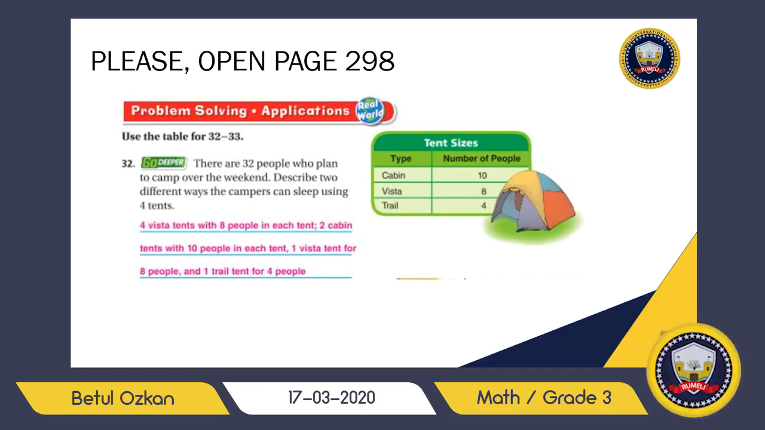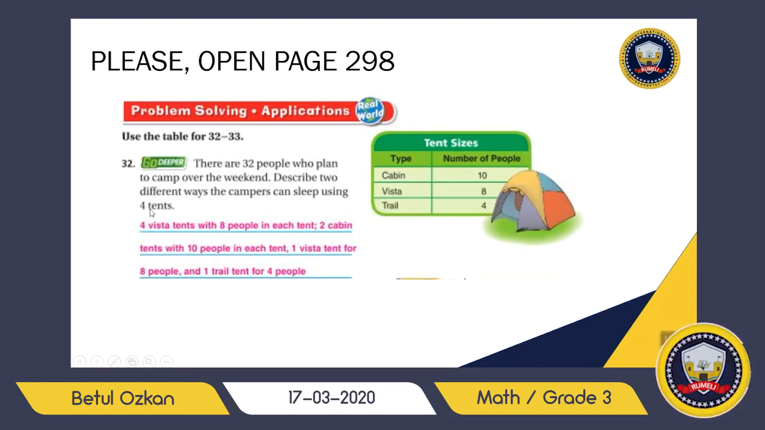Okay, first of all, check the question. How many people will go for camping? Perfect. 32 people. How many tents do they have? 4 tents. Perfect. What about the kind of types? Okay, guys, we need to talk about the types of tents. But it says describe 2 different ways the campers can sleep using 4 tents.